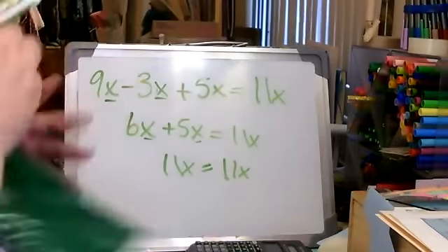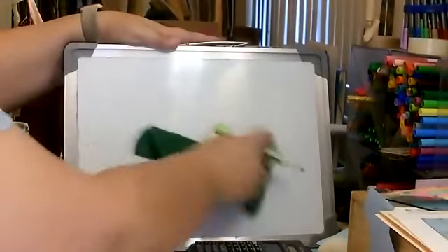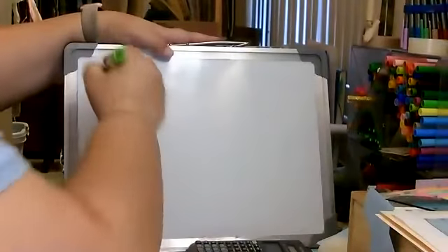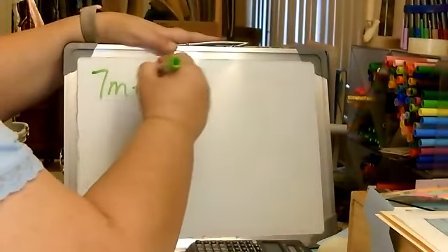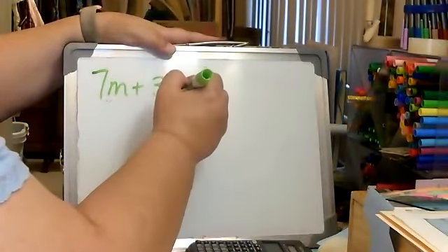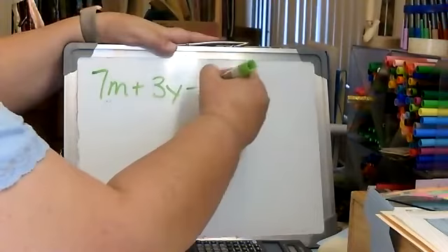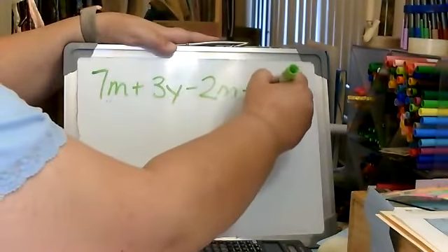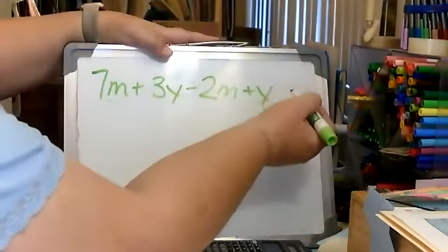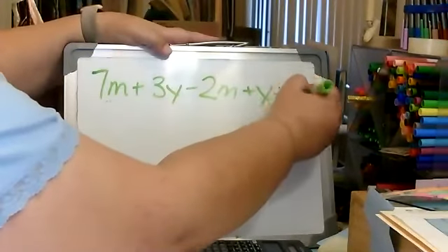Now, if you were to have a problem that looks like this, 7m plus 3y minus 2m plus y plus 8.